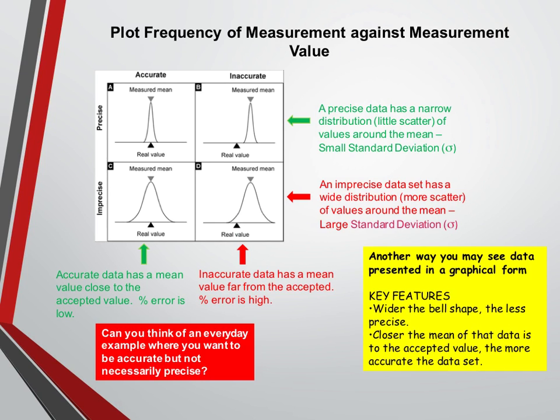So I want to see if you can think of an example every day where you would want to be accurate but not necessarily precise. Remember, our goal as scientists and engineers is to be both accurate and precise. But think of an everyday example where you'd want to be accurate but not very precise. I'll let you think about that and you can discuss in class.